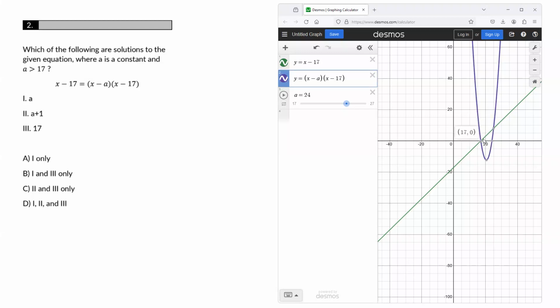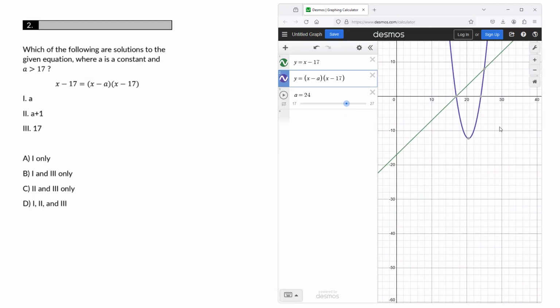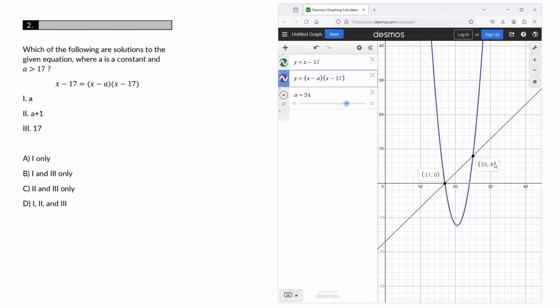Let's take a look at our solutions. As before, our solutions are those intersection points, here between the purple and the green lines. They are the x values of those intersections, so the 17 and the 25. When I look at my answers, the question is, what are the solutions? I know they're 17 and 25. Well, I like the 17. I know that number 3 is correct, so let's cross off A because A doesn't have number 3. When I look at the 25, it has to do with the a value. The a value is 24, and the solution is 25. 25 is 24 plus 1.